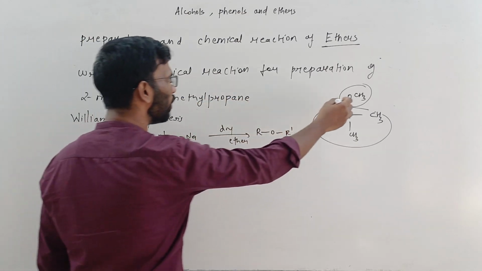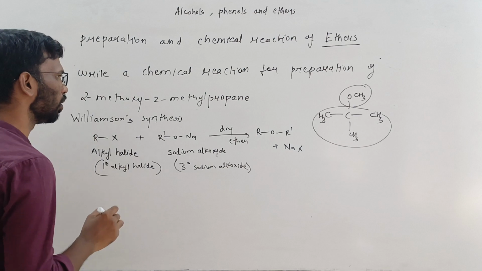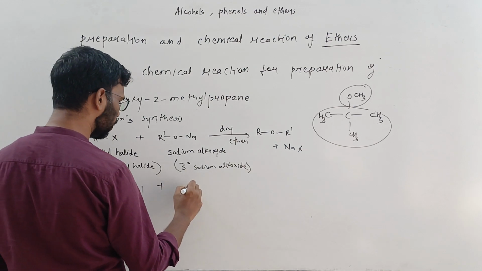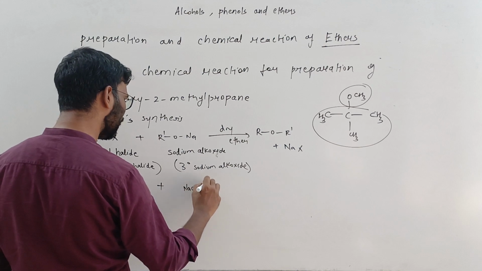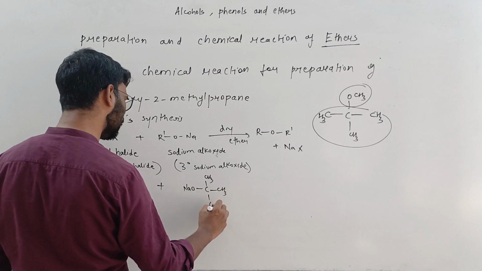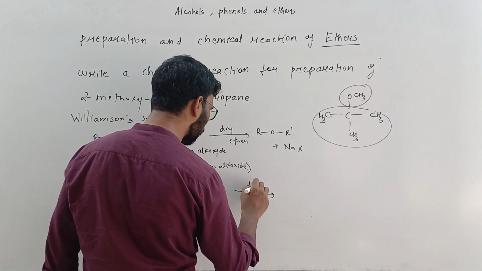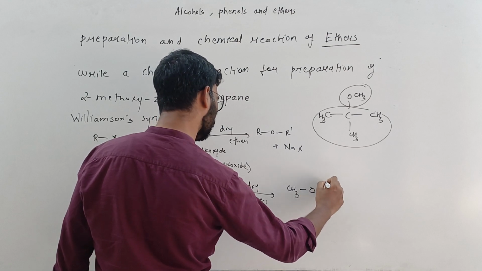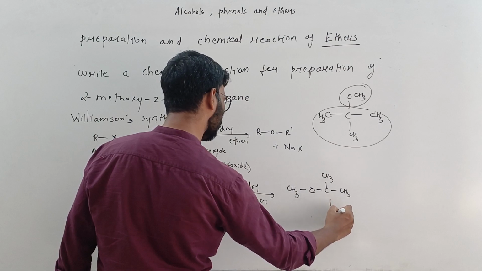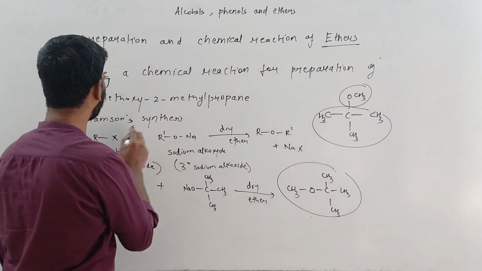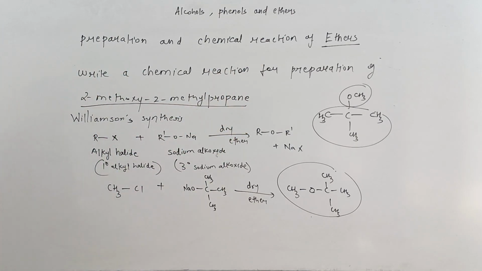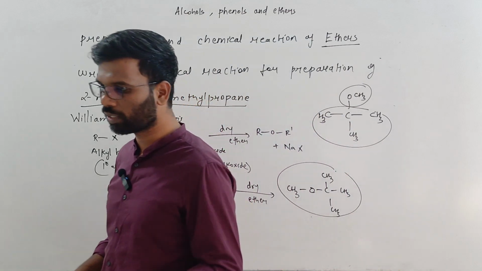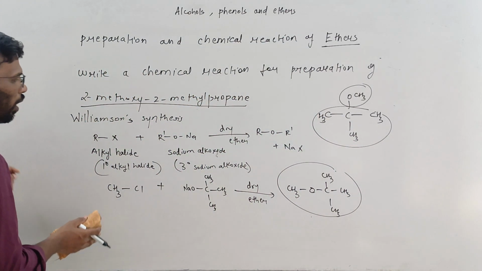Means in this case, which part will you take for the alkoxide? Tertiary. Okay. So here the alkyl halide which I'll be taking is CH3Cl, and ONa with CH3 and CH3, this tertiary one I am taking, and in the presence of dry ether, what you get is CH3O with CH3 and CH3. So this is the product you are going to get, that is 2-methoxy-2-methylpropane. These are about the preparation. Only two methods are there for the preparation of ethers. Okay, you can learn them. One is the Williamson synthesis and the other is by adding an acid to alcohol.